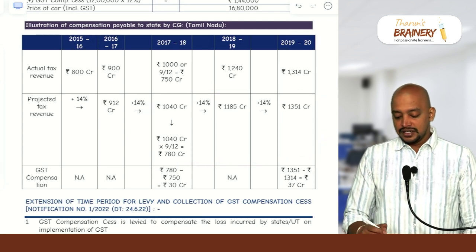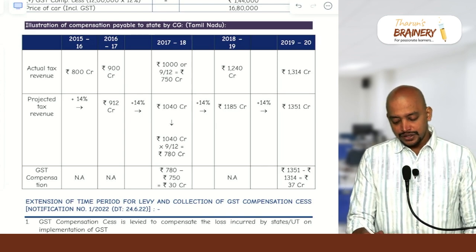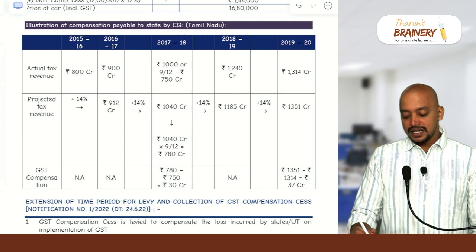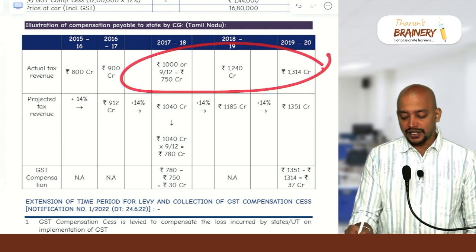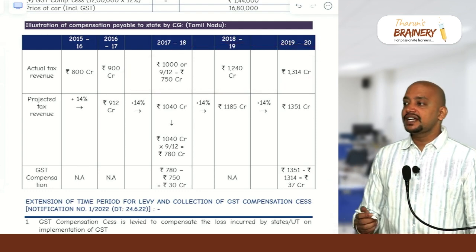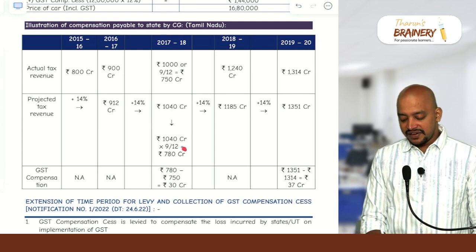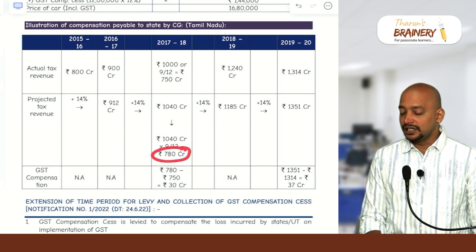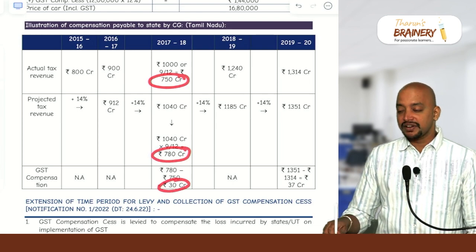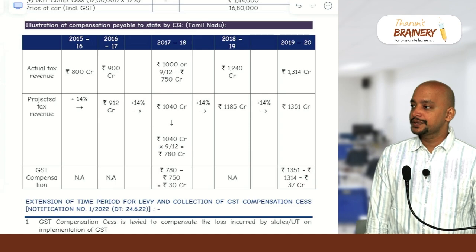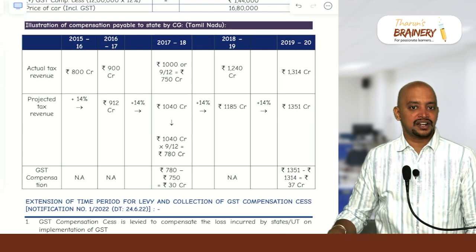What is the actual? For 17-18 actual is 1000. That 1000 also you need to convert, so 9 by 12, 750 crores. Then 18-19 is 1240, 19-20 is 1314. This is the actual. Now you take 17-18. What is the projected? 780. 780 minus actual 750 is 30 crores, which will be given as compensation to that state. You understood? To whichever state this particular computation belongs, that state will be given 30 crores as compensation.